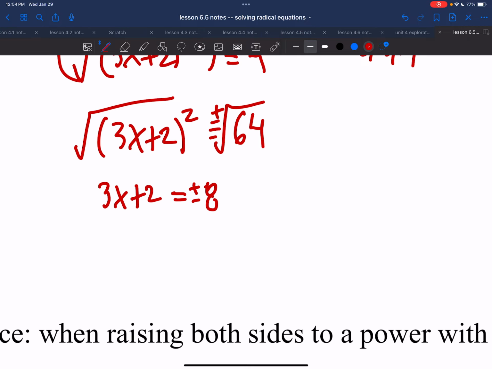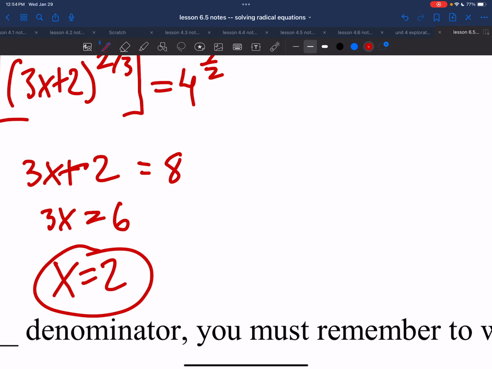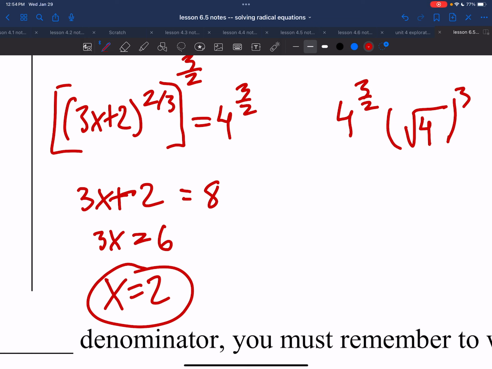And that is the thing that we didn't catch in the reciprocal power method, right? Because when you raise to the power of 3/2, what are you doing, right? You're saying 4 to the 3/2. That means you're taking the square root of 4 and then cubing it, right? That means since you're taking the square root of 4, you got to do plus or minus, yeah? But you could just leave that on the outside. So my actual answer says plus or minus 8.